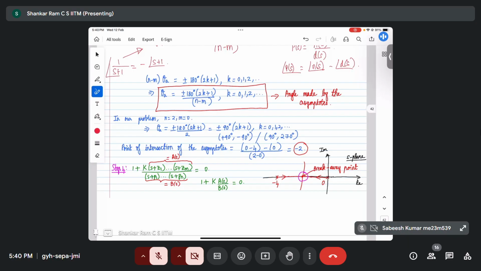So now we go back to our example. In our problem, the value of n is 2 and the value of m is 0. Okay. So what will be the angle of the asymptote? It will be plus or minus 180 degrees times 2k plus 1 divided by n minus m. n minus m happens to be 2. So we get plus or minus 90 degrees. Okay. So which we can write as 90 and 270. So these are the angles made by the two asymptotes. Because there are going to be n minus m asymptotes, and n minus m in this case is 2 in our example.